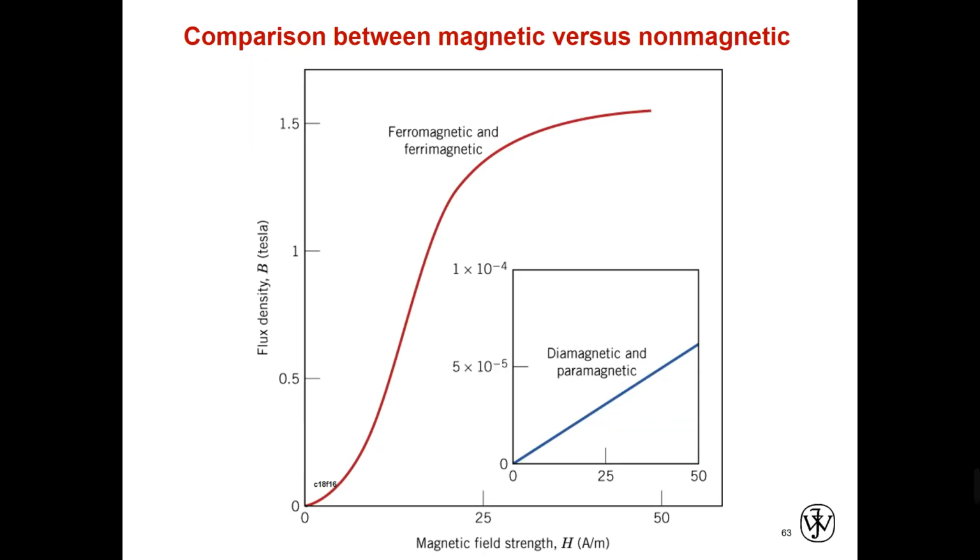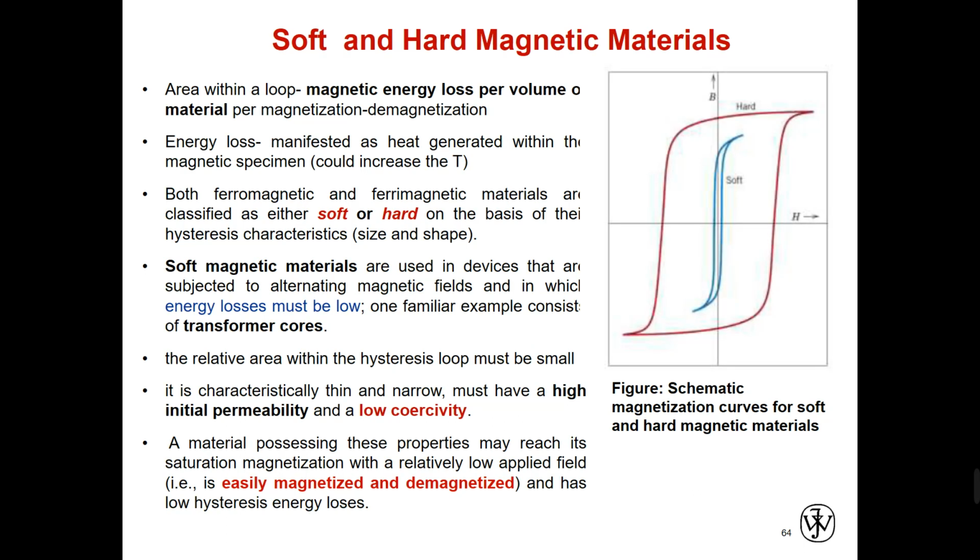Now, a comparison between magnetic and non-magnetic materials. I will say that ferromagnetic and ferrimagnetic are the magnetic ones, and diamagnetic and paramagnetic are the non-magnetic ones. For B versus H, ferromagnetic and ferrimagnetic materials give a good S-shaped curve. For diamagnetic and paramagnetic, B and H are directly proportional, so there is no curve at all.